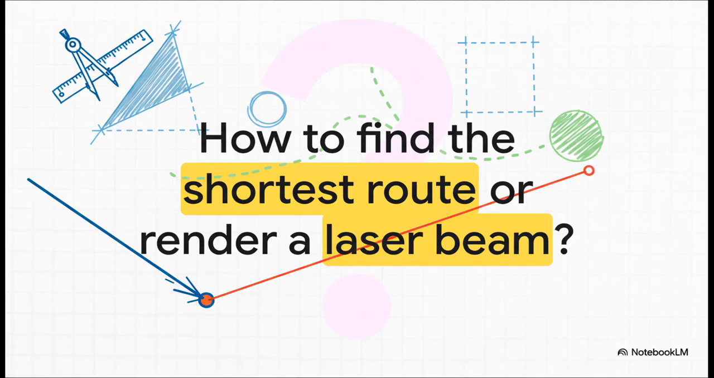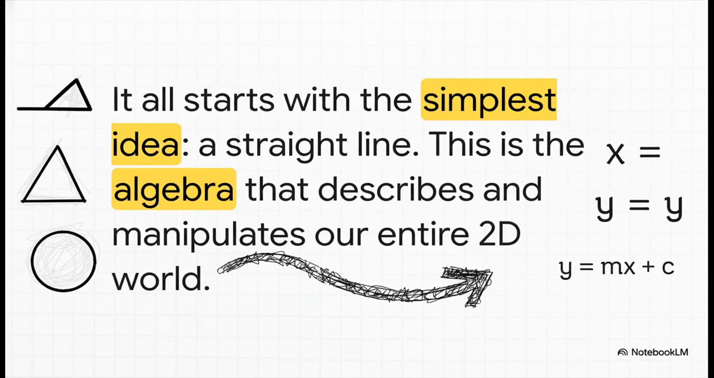I mean, think about it. How does your GPS figure out the absolute shortest route in like a split second? Or how does a game engine render a perfectly straight, crisp laser beam instantly? Well, the answer to both is actually pretty elegant. It all boils down to one simple, fundamental idea: the straight line. This isn't just about drawing. This is the algebra that lets us control and build our 2D world.